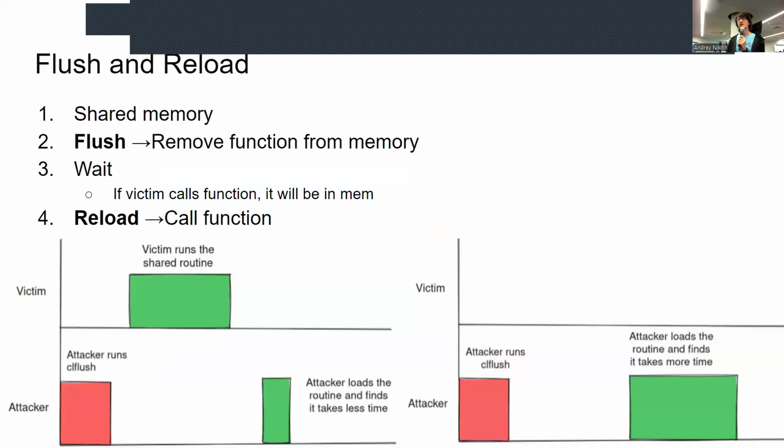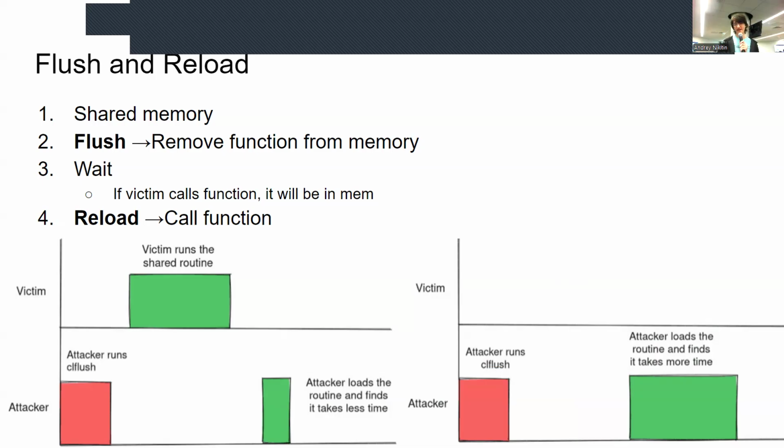But anyways, that's the flush part. We remove our cache, and the reload is when we try to access that data again. And so you can see here on the first hand, it's very quick because our victim accessed that piece of data. On the other hand, it's very slow because our person didn't access it. And yeah, that's essentially how this works.